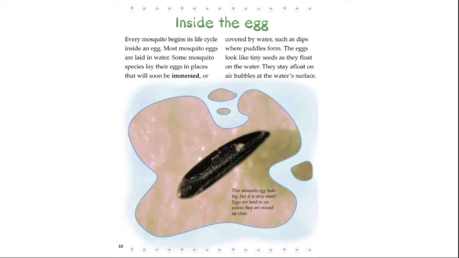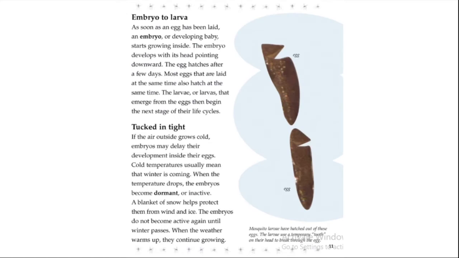Inside the egg. Every mosquito begins its life cycle inside an egg. Most mosquito eggs are laid in water. Some mosquito species lay their eggs in places that will soon be immersed or covered by water, such as dips where puddles form. The eggs look like tiny seeds as they float on the water. They stay afloat on air bubbles at the water's surface.